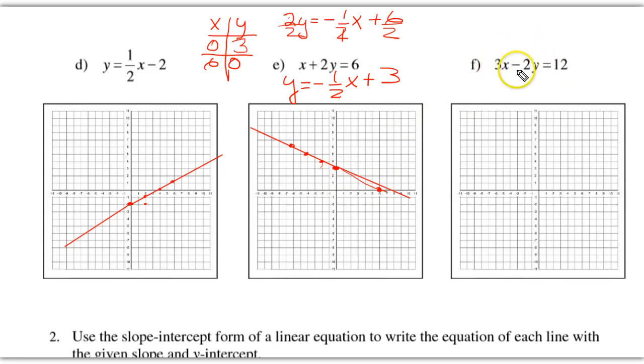Now for something like this, notice that the 3 and the 2 will go into 12 evenly. So I would use the x and y intercept here. Now you could solve for y, but this will work out nicely too. If x is 0, y is going to be a negative 6. If y is 0, x is going to be a 4. So there's our negative 6, and there's our 4, and our line tool, and our graph looks like so. Okay.